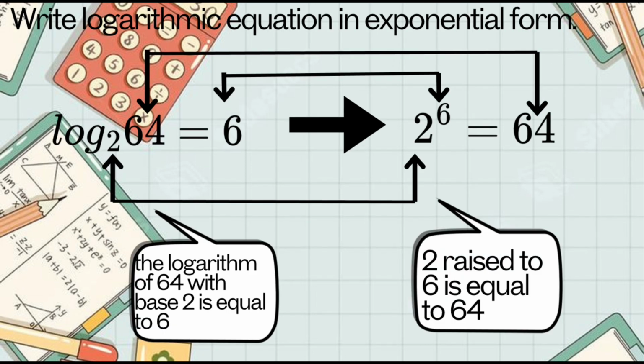Write a logarithmic equation in exponential form. For example, we have log 64 to the base 2 is equal to 6, and 2 raised to 6 is equal to 64. The logarithm of 64 with base 2 is equal to 6, and 2 raised to 6 is equal to 64.